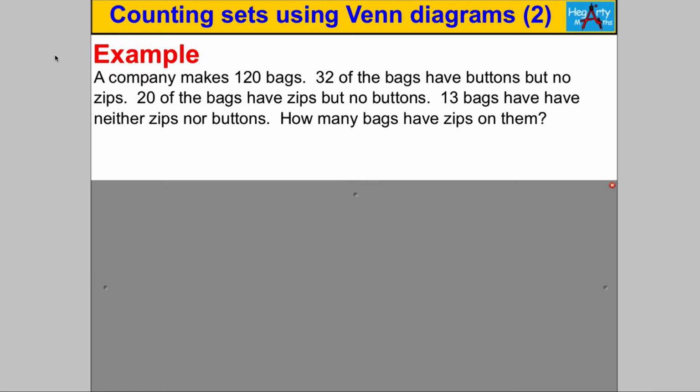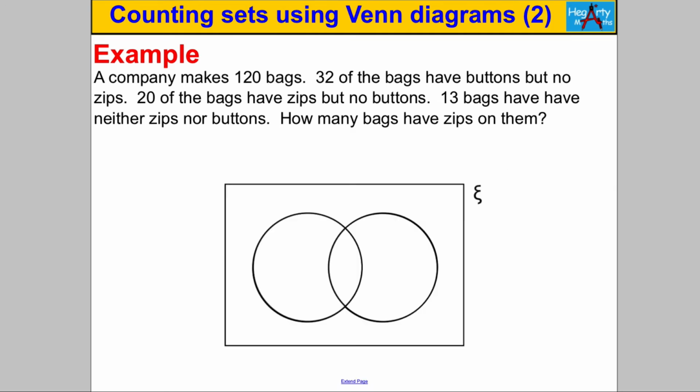Okay, here we can draw a Venn diagram again because we've got a scenario where there's 120 bags and they either have buttons or zips or neither or various combinations. So let's draw a Venn diagram. Let's have this as B for buttons and Z for zips. It tells us the company makes 120 bags, so the universal set has 120 elements.